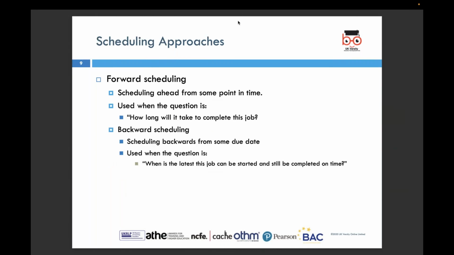Next one is the forward scheduling approach. Forward scheduling means scheduling ahead from some point in time, used when the question is how long will it take to complete this job. Backward scheduling means scheduling backward from some due date, used when the question is when is the latest this job can be started and still be completed on time.